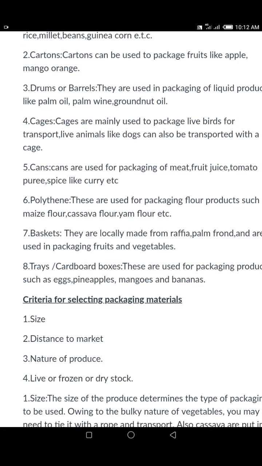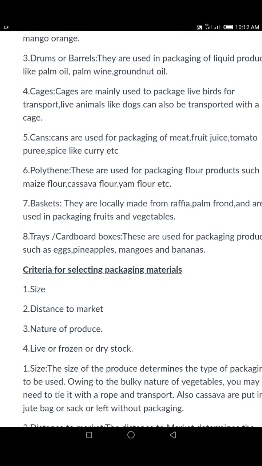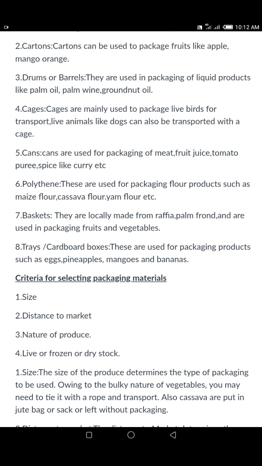Then we talk of the polythene bags. Polythene bags could be used to package grains like rice, your maize, your groundnuts for sale. Those people that sell groundnuts, they also put them in polythene bags. Even when they are being transported from one place to another, you also put groundnuts in polythene bags.